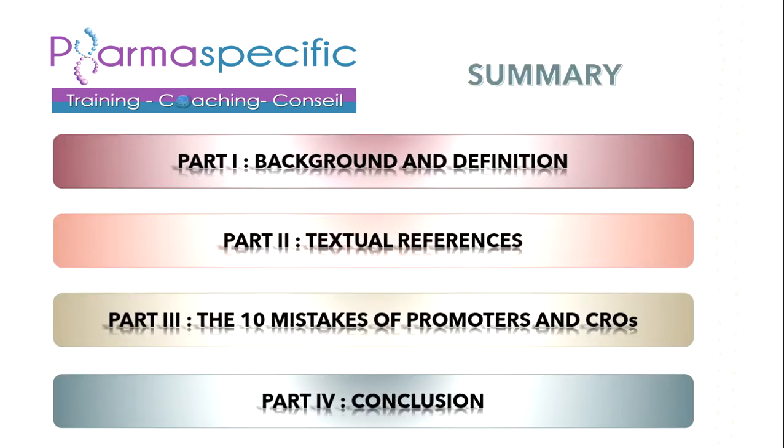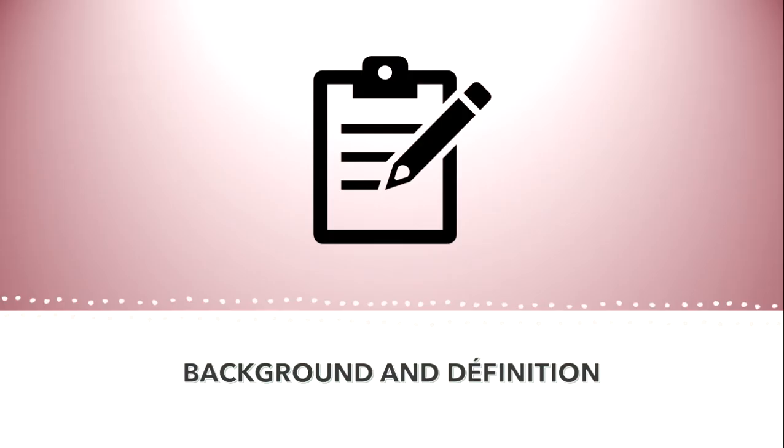So let's start with a summary. We'll first see the background and definition of patient reimbursement. Then we'll see textual references in part 2. In part 3, we'll see the 10 mistakes of promoters and CROs. And to finish, in part 4, conclusions with tables. So first part, background and definition.